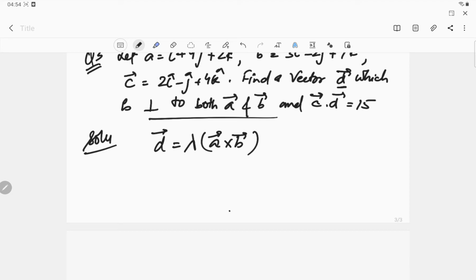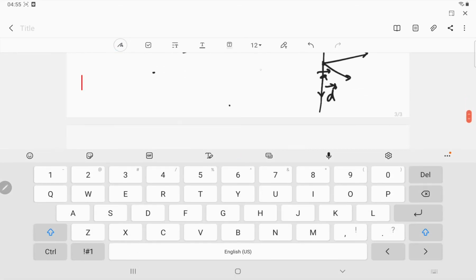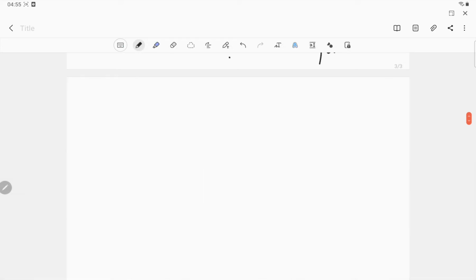That means we don't know whether, if these are two vectors, A vector and B vector, then D vector might be perpendicular in the upward direction or it might be perpendicular in the downward direction. The sign of lambda is going to tell us in which direction this D vector will lie. So for this we need to find the cross product of A vector with B vector. Let us find first of all the cross product.